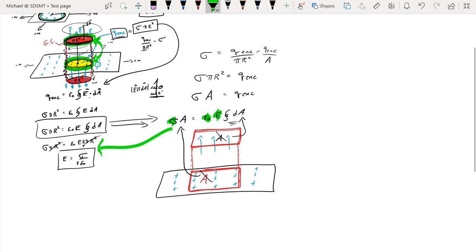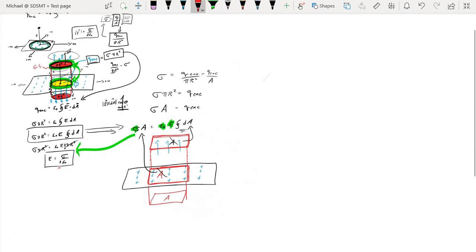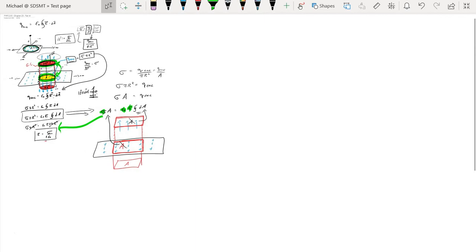Now you might be asking yourself, where's the 2? Well, just extend your rectangular prism down, and there's the second surface area of your Gaussian surface that you need to make the 2 there. Alright, so that effectively brings us to the end of the Chapter 23 material.